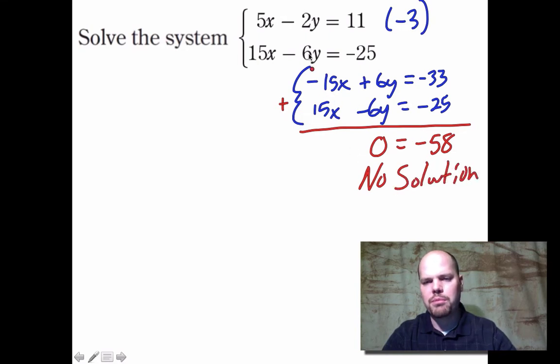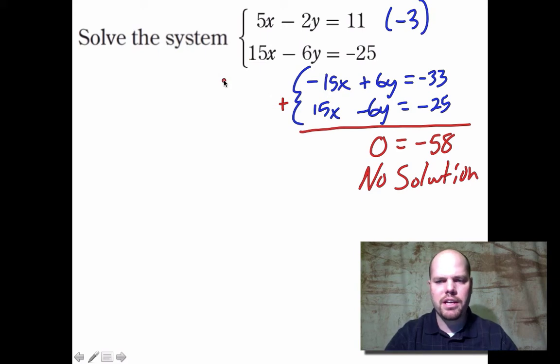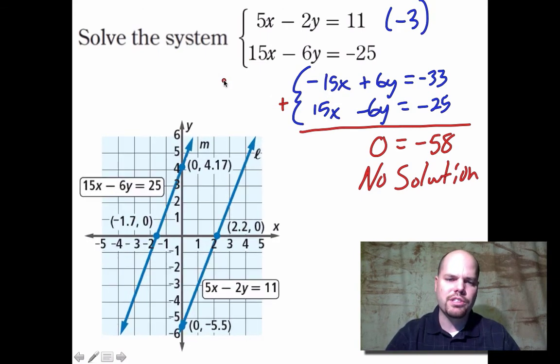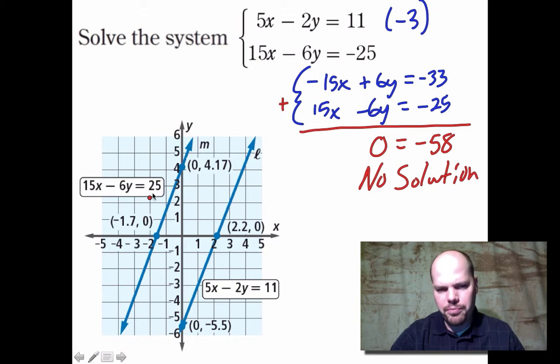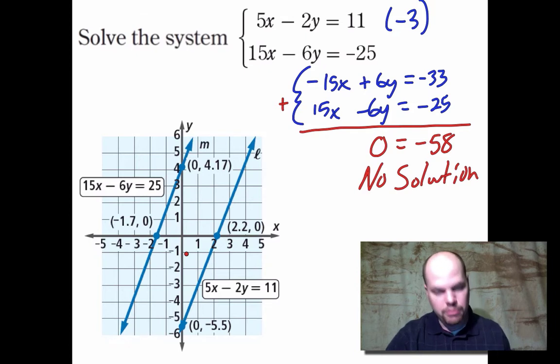No solution, meaning these would be parallel lines and they would not intersect. If we were able to graph these, either putting them in slope-intercept form or just getting the x and y intercepts, we see that they are parallel lines and they will not intersect. So they're parallel, non-intersecting, which means no solution. There's not an ordered pair of x and y out there that will work for both, so no solution.